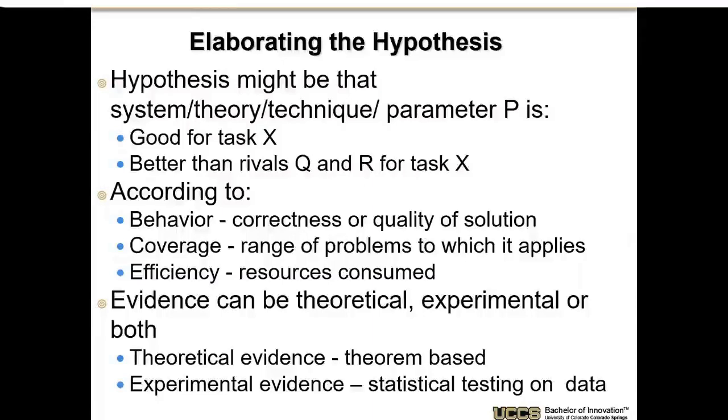So when we want to elaborate our hypothesis, it might be something we've seen on this slide before, right? Something that is good for task X, better than rivals Q and X for task R. We can say better according to behavior, convergence, efficiency, coverage, a range of things. Evidence can be theoretical, experimental, or both. Theorems are proofs, but experimental evidence is statistical testing on data. And you can easily have a paper that combines these.